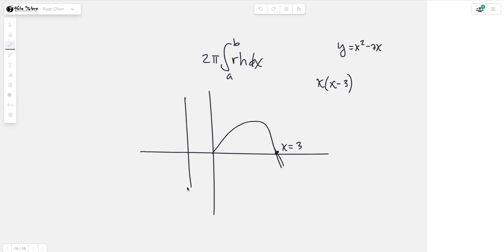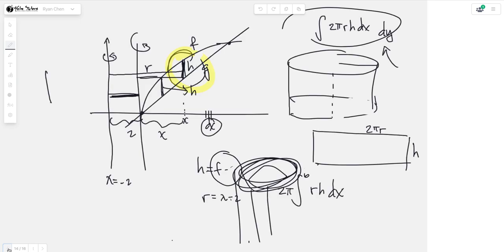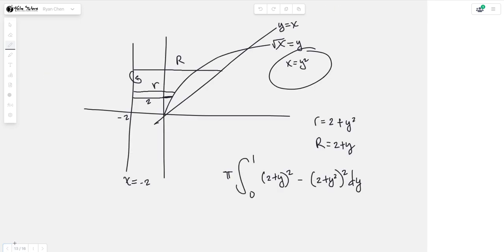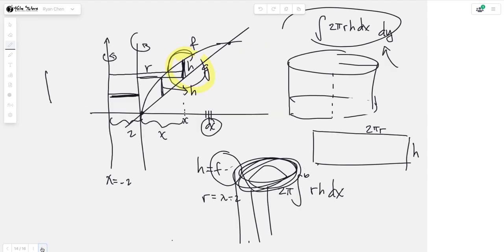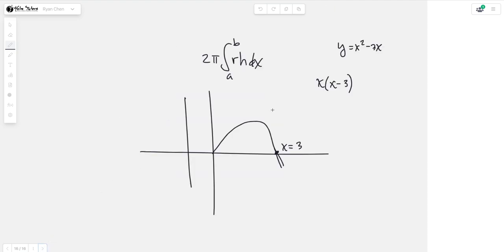Now remember, earlier in the previous question, I did this using shell and I did it using washer. Because in washer, you have a little r and a big R. Little r being the first function you encounter, big R being the second function you encounter. But check this out. If we come back to my current situation, it doesn't make sense to use washer, because if I draw a little r, it would be right there, and then big R would be right there, but that's the same function. I can't subtract the function from itself. I would get 0. So this is why we need cylindrical shells.